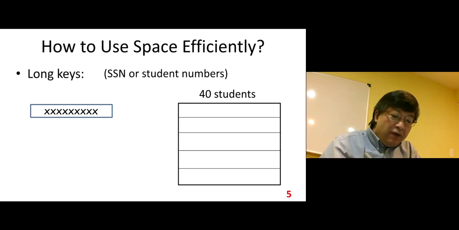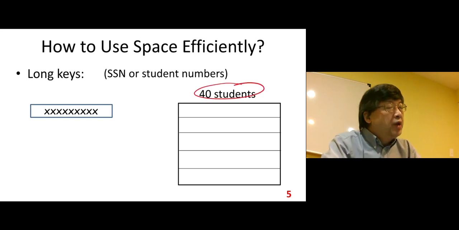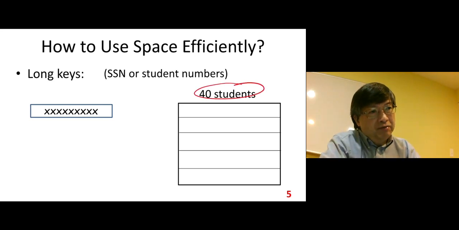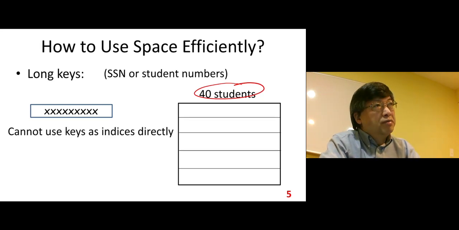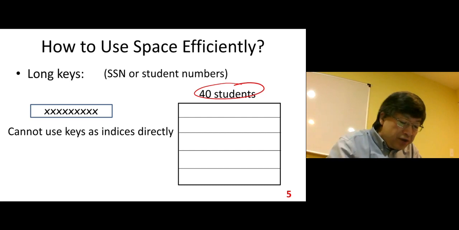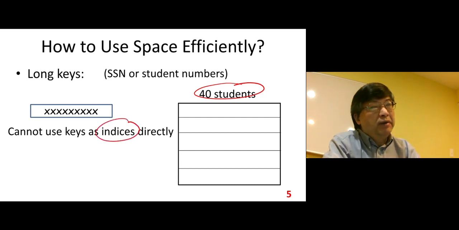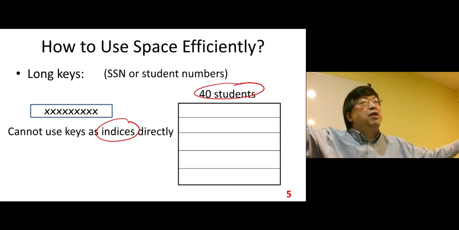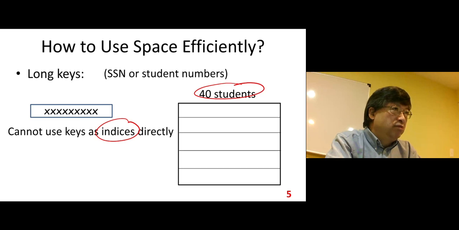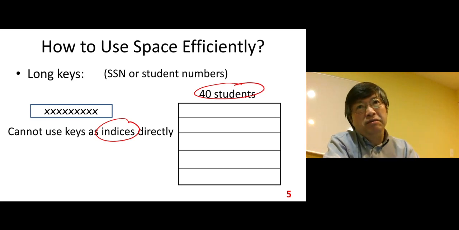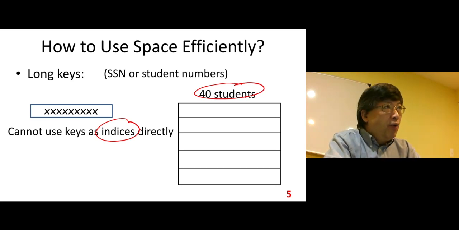So definitely for 40 students, you cannot do direct addressing. You cannot use your student number as indices of an array directly. Not efficient. You would need a huge array, but you only store 40 students. So that's a really bad idea. So what is the solution?